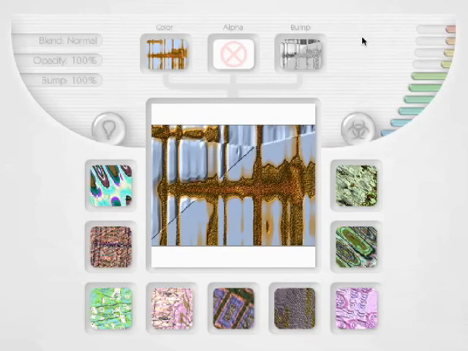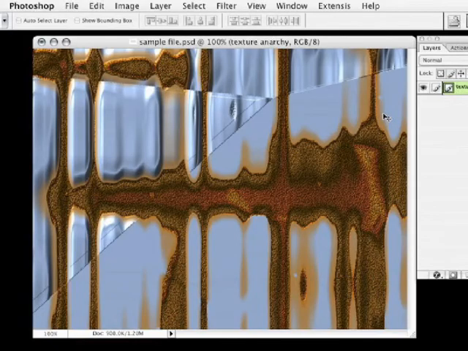Having said that, let's render out our texture. I'm going to edit undo so I can bring back our corroded metal. And off screen I'm going to click the check mark button, which is our apply button. We've applied and rendered our texture, and now we're back in the primary Photoshop interface. The custom interface of Texture Anarchy Explorer has been closed once we hit our apply button.